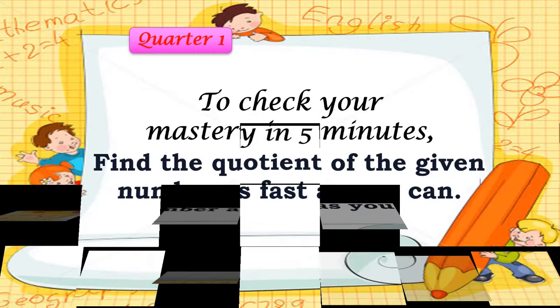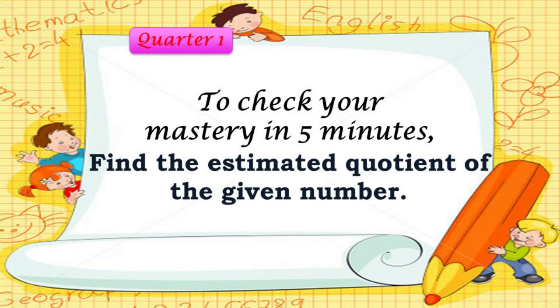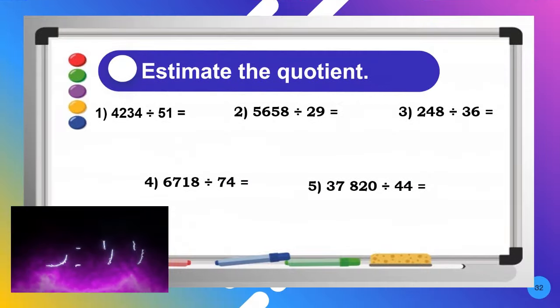Now, it's your time to solve. In 5 minutes, find the estimated quotient of the given numbers. Your timer starts now.